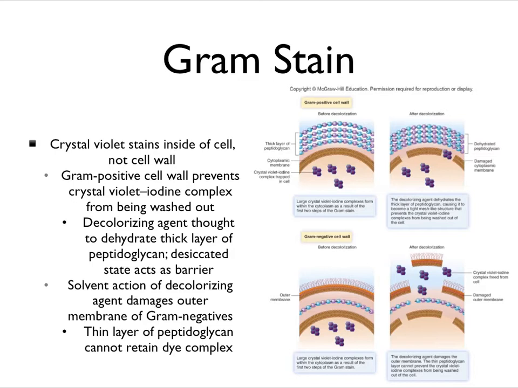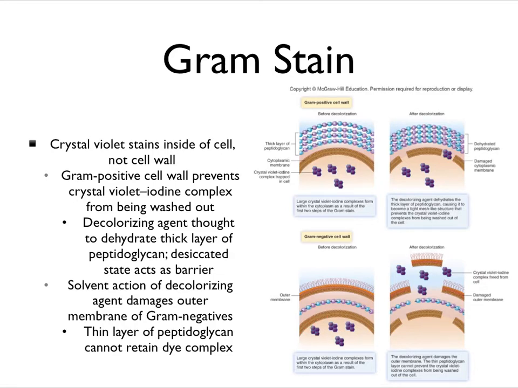And this just goes through what I just talked about here. So in gram positive, you have the iodine violet complex, which is larger. You hit the cell with the decolorizer. That's going to disrupt the membranes. But it's also going to dehydrate the cell and shrink the thick layer of peptidoglycan, which is going to trap these dye complexes inside. In a gram-negative cell, you still have the crystal violet iodine complex.